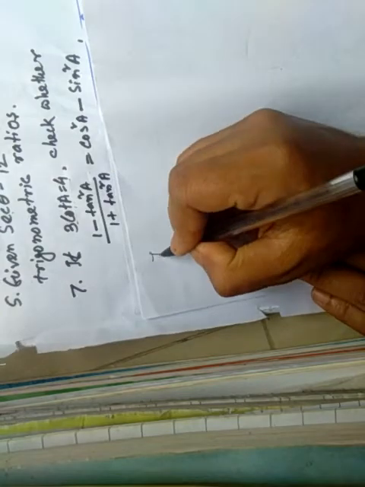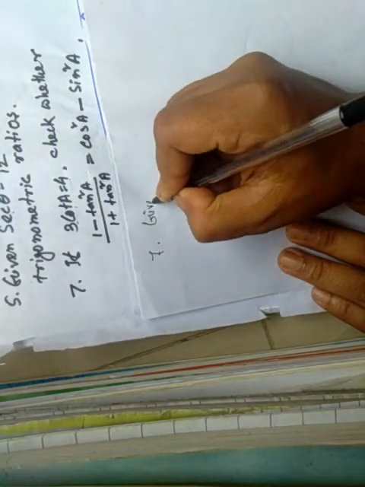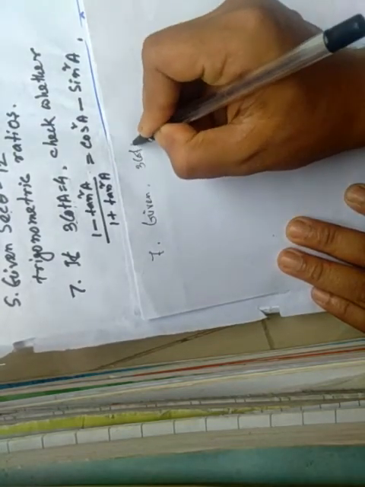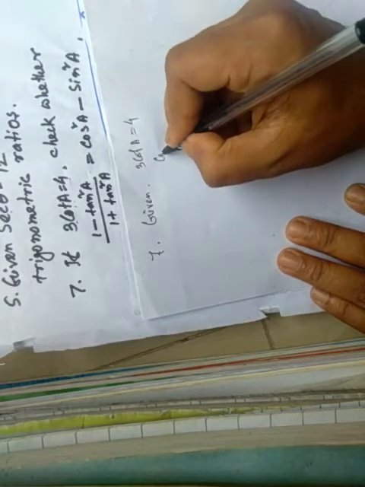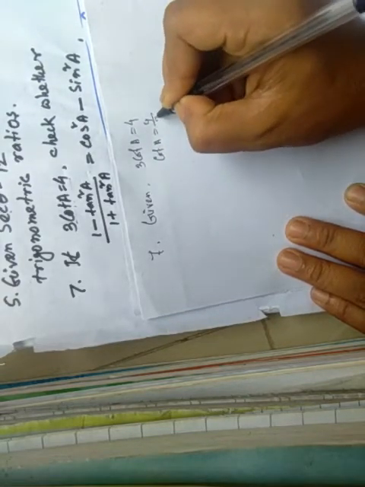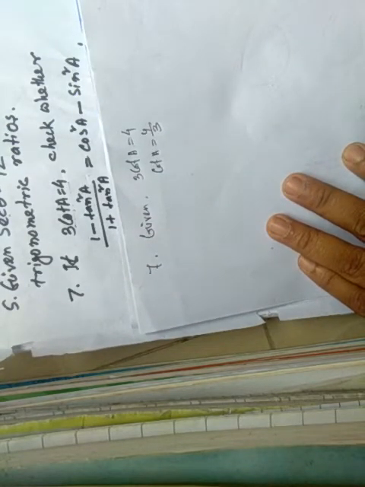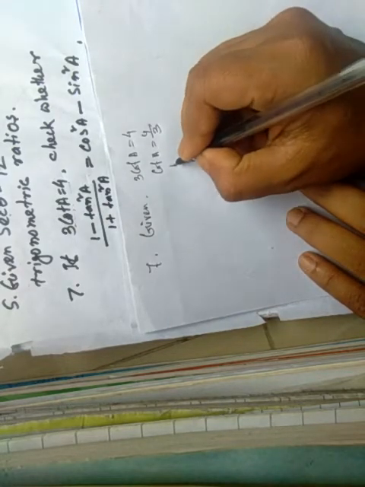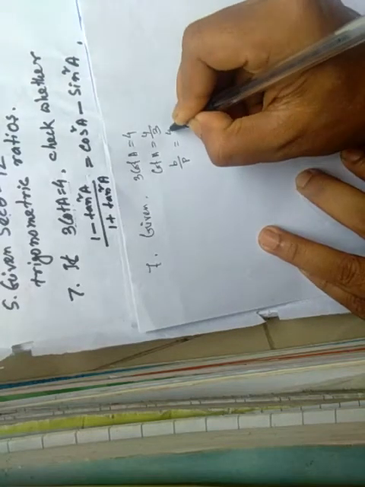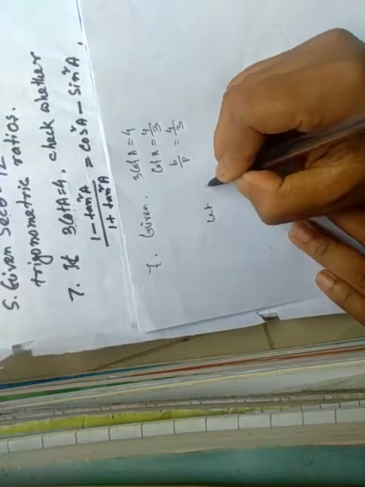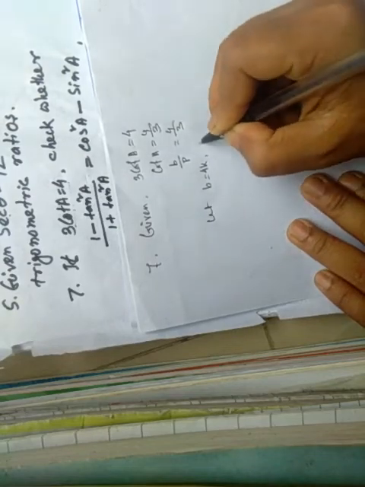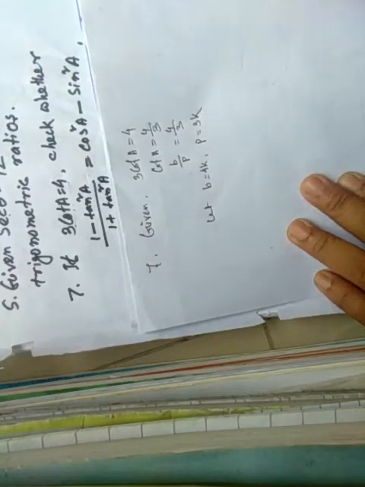So now question number 7. Given 3 cot A equal 4, cot A equal 4 by 3. Cot is the reciprocal of tan. Ratio of tan is P by B, so cot becomes B by P, which is 4 by 3. Now let B equal 4K and P equal 3K.